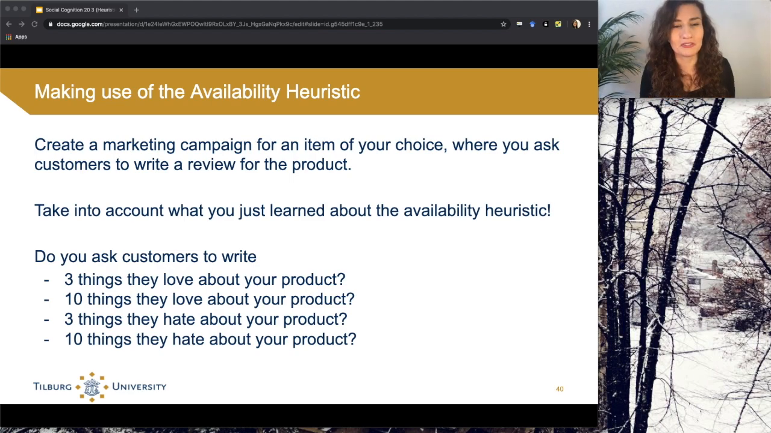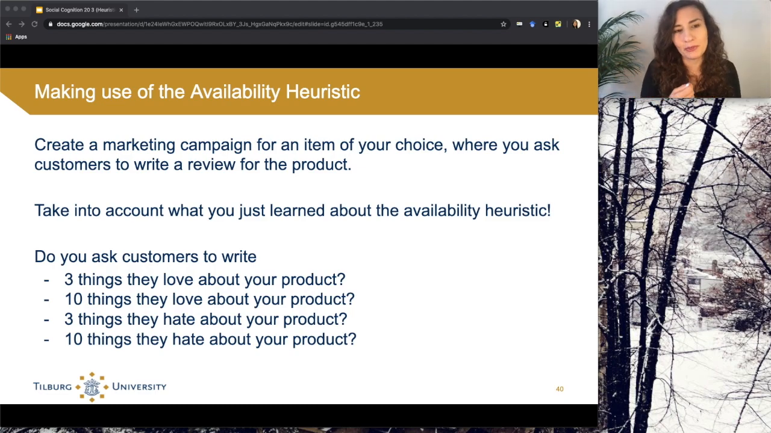Now, given what we've just spoken about, what you should do is ask your customers to write about 3 things they love about your product, because that would be easily accessible for them, rather than 10 things they love about your product, because that will be really difficult to produce, right? 10 features of any product that they are also supposed to love is going to be more difficult, and that will lead to lower perceived love for your product.